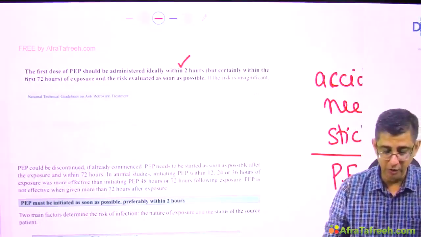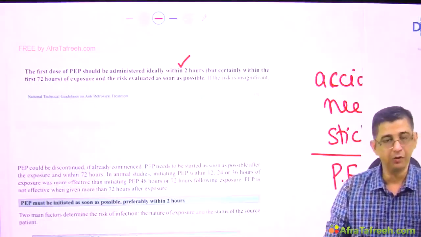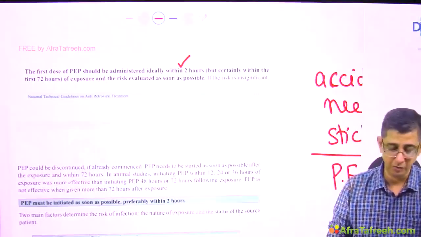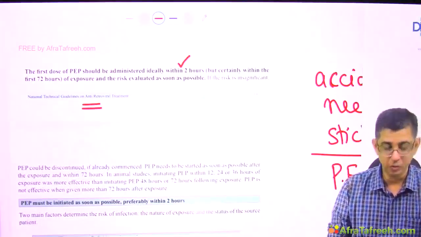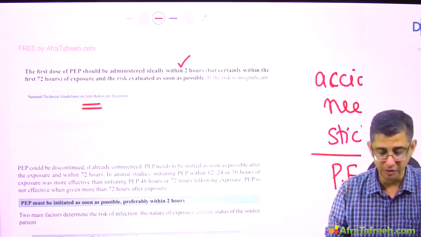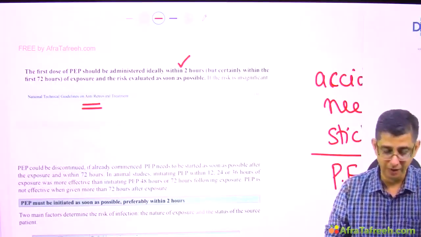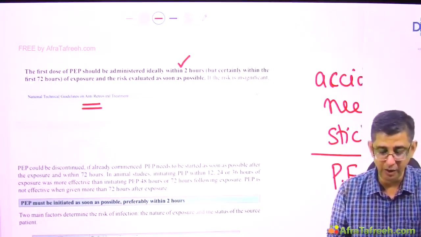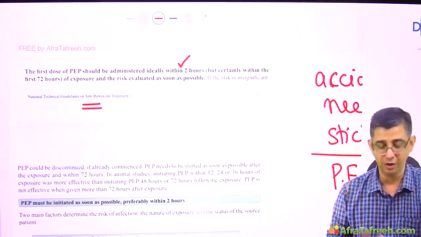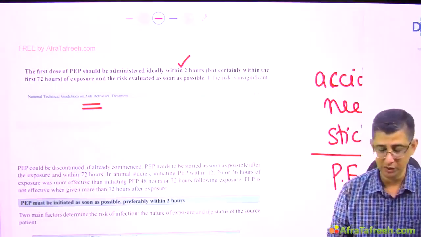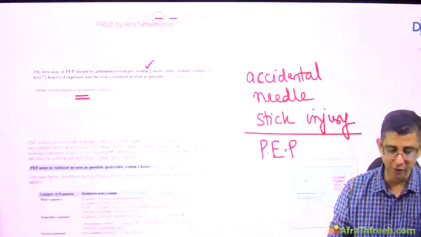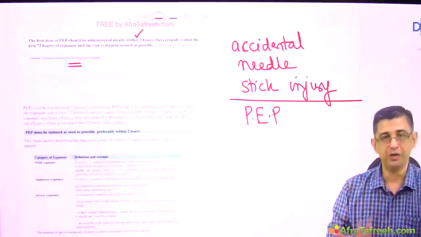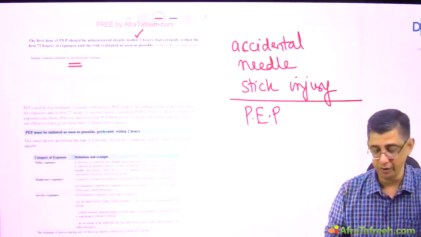So the lower limit is within 2 hours, and obviously a lot of people, when I said 2 hours, asked me for reference. So I have this NACO 2018 guidelines which clearly mention the fact that post-exposure prophylaxis, the first dose should be started ideally within 2 hours and certainly within an upper limit of 72 hours. So both these aspects have to be remembered. And if you start after 24 hours, then obviously the efficacy of the molecule will definitely go down.